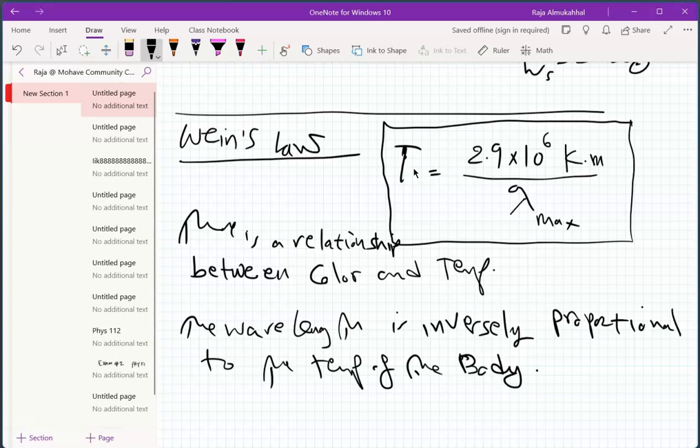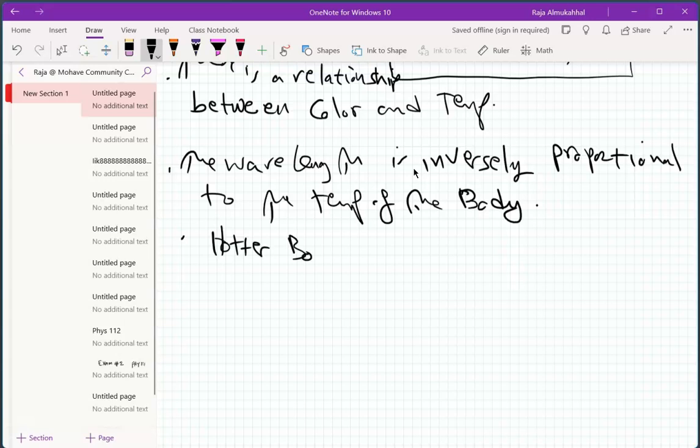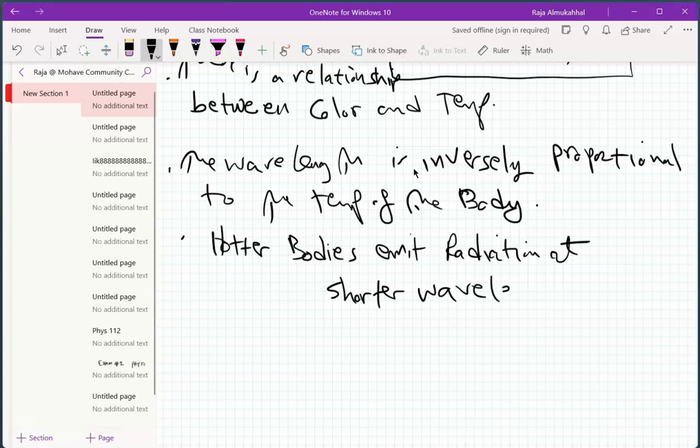Okay, and one more statement before I give you some example, just to kind of explain it to you. Hotter bodies emit radiation at shorter wavelengths. Of course, the wavelength. Okay, the wavelength here is lambda, the Greek letter lambda. That's the wavelength. Let me give you a table.